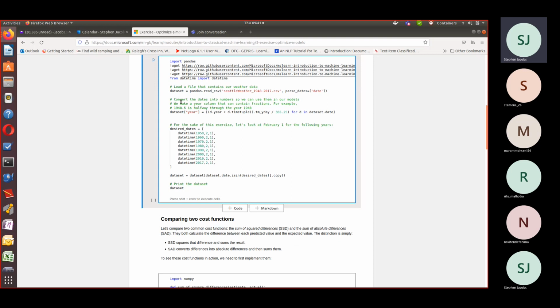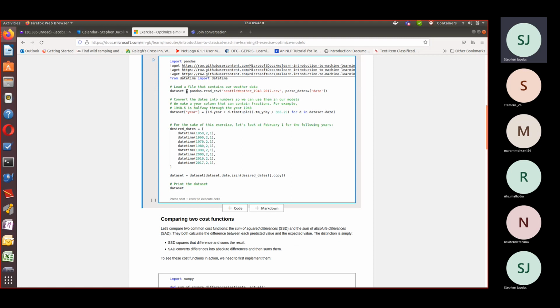So what we're going to do here is convert the dates into numbers so that we can use them in our models. We make a year column that can contain fractions. For example, 1948.5 is halfway through the year of 1948. Okay, so that's what we've done here. As before, we're taking a data set for year, dividing it by 365.25 for the days in the overall data set. Now that's what we've actually brought in. Okay, that's the data set here.